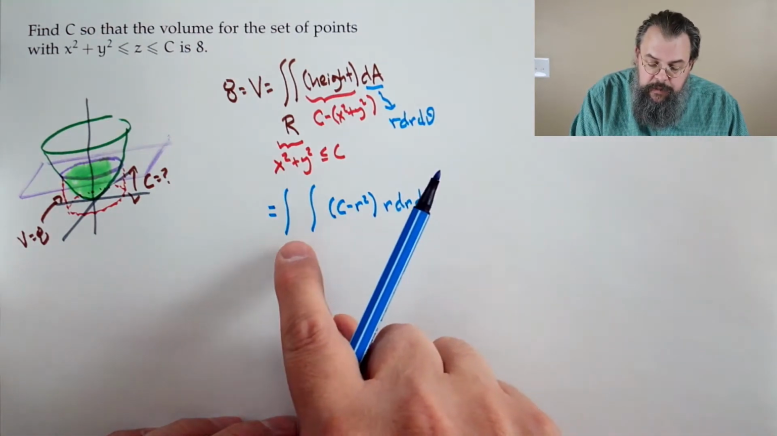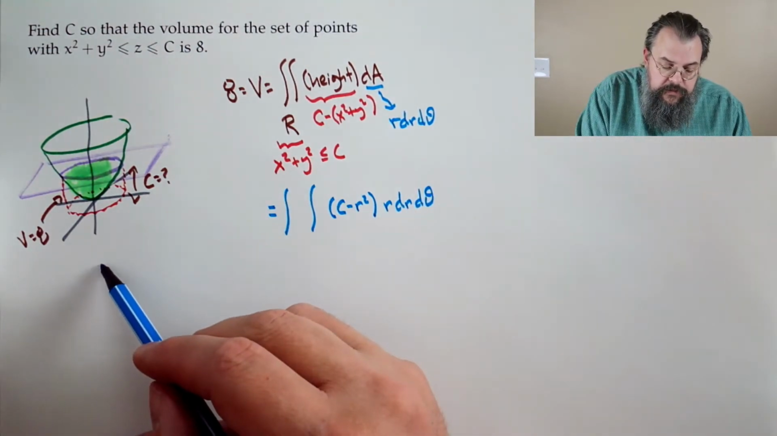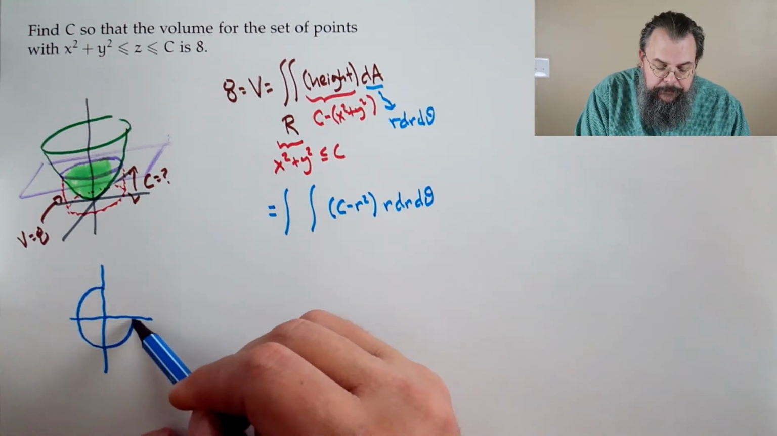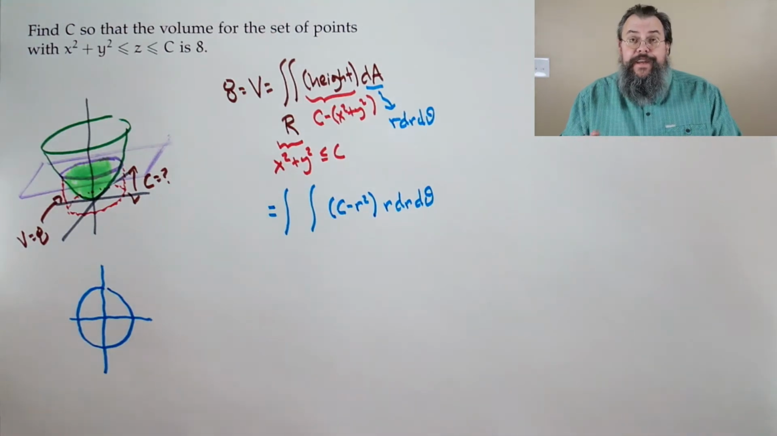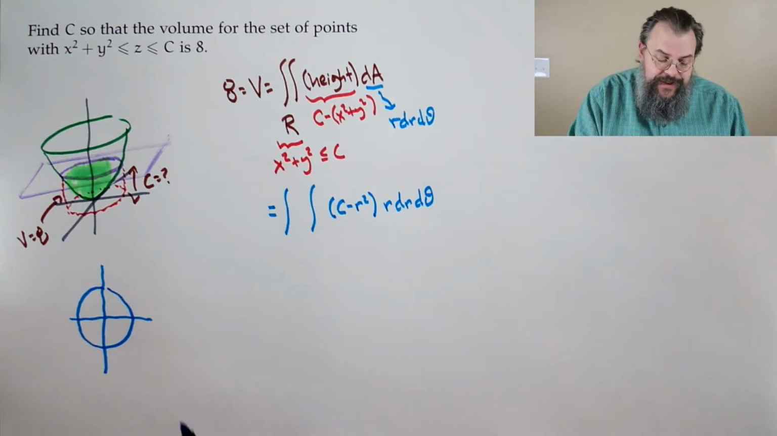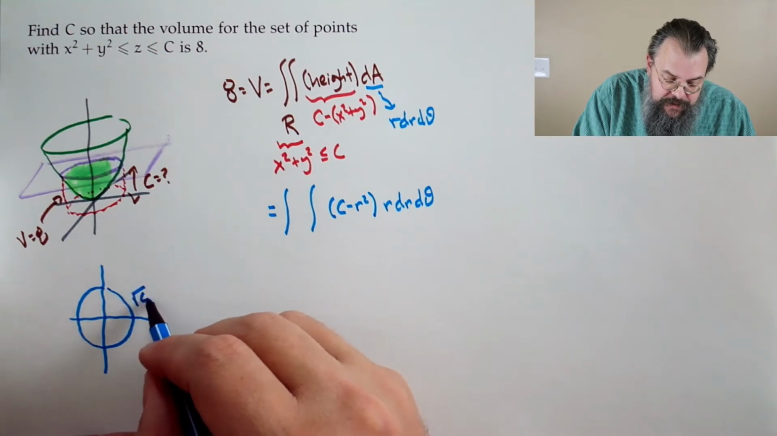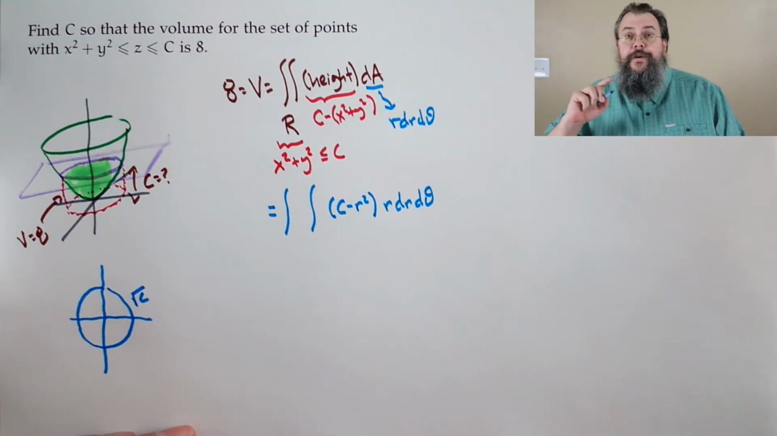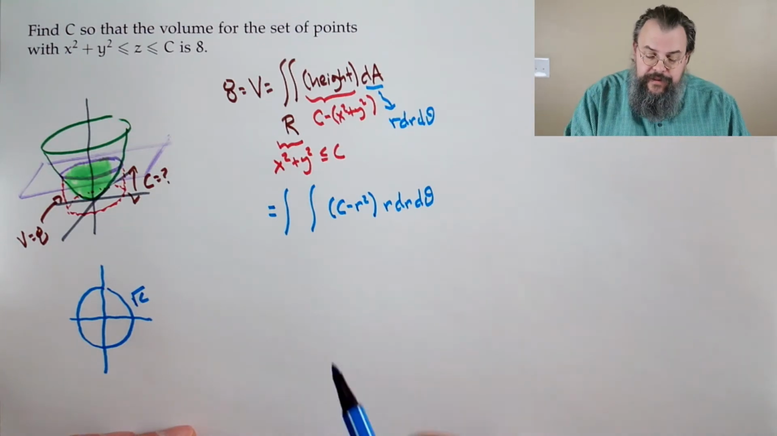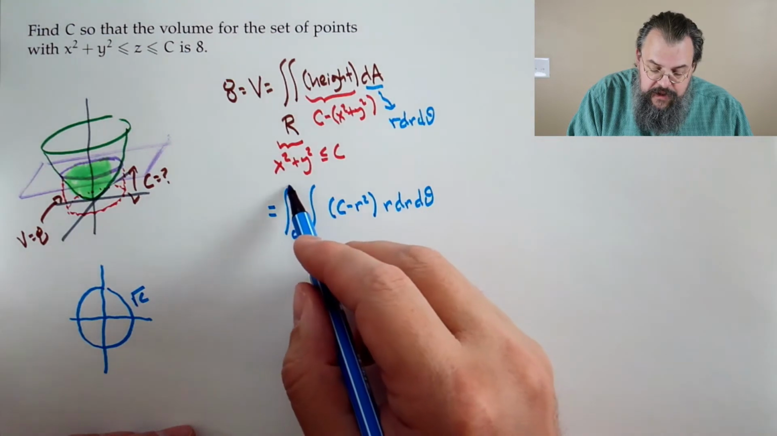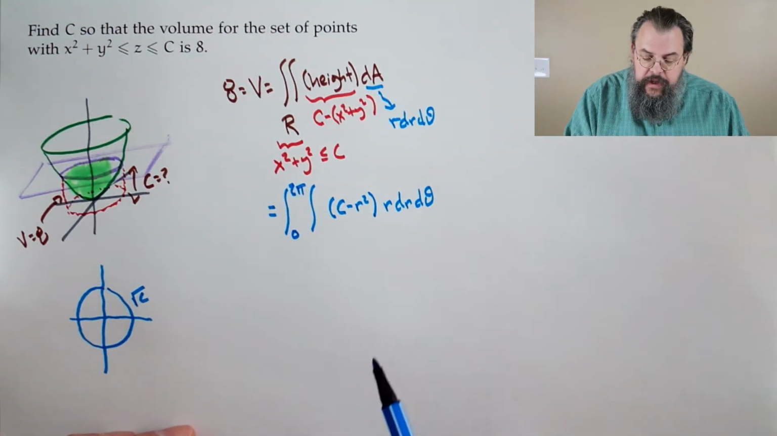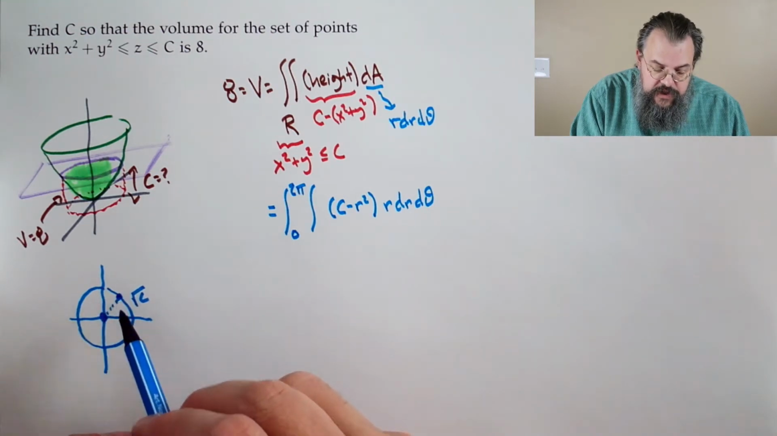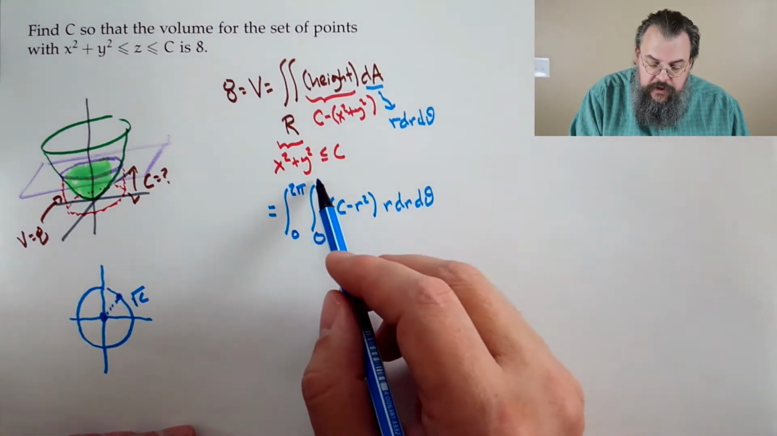Now, we have to think about our bounds. In terms of the picture in the xy plane, we have a circle here, and it's a circle of radius square root of c. So be careful: not c, but square root of c is our radius. Now, for theta, where do we go? We go all the way around, so the bounds there are 0 up to 2 pi. How about for r? Think of going from the center out to the edge. So we're going to go from 0 out to square root of c.